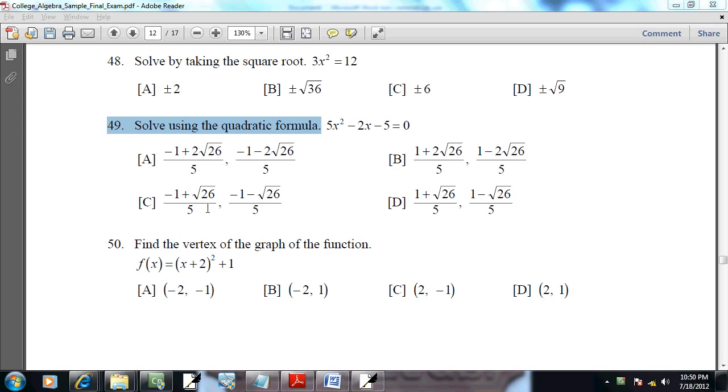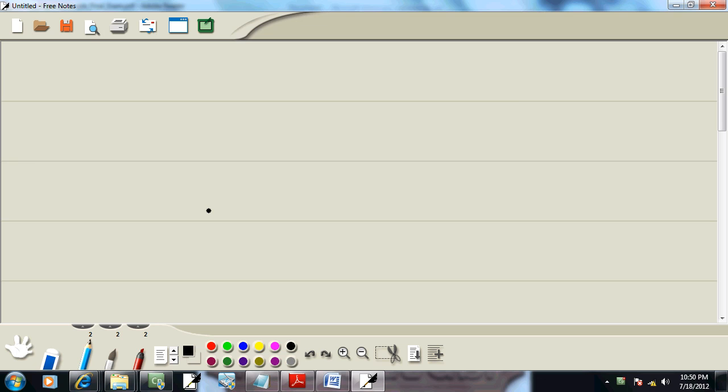Let's take a look at number 49. Solve using the quadratic formula. And let me write the quadratic formula over here.